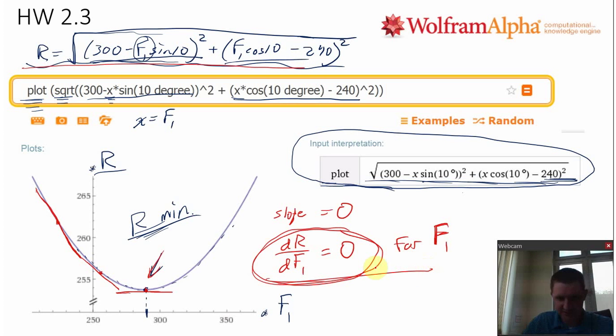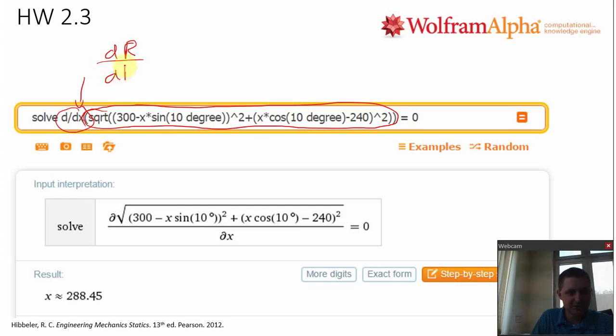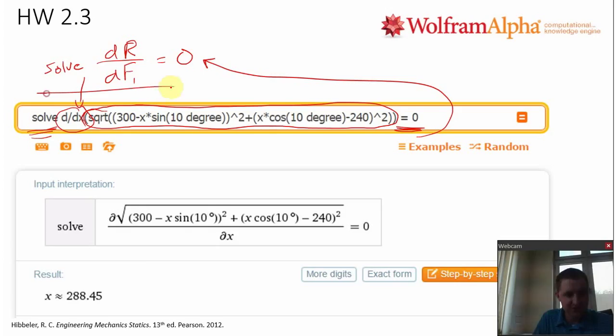Let's not get too worried about that. Let's have Wolfram Alpha do the work for us. I keep saying Mathematica, but this is Wolfram Alpha here. There is my function for the resultant. All this says is take the derivative of the resultant with respect to F1, and then I want to solve that when that equals 0. So just tell it to solve that equation.